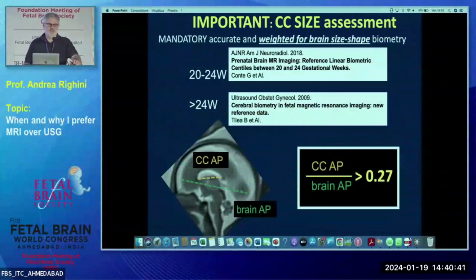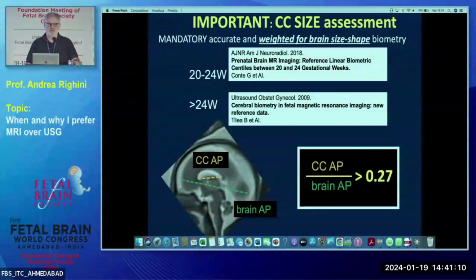You should not be a fanatic of quantitation, of course; you're wise and use common sense. But it's also important that you don't have to measure, as was said in the morning, the corpus callosum per se in its length, but its ratio with the brain size. As we saw, corpus callosum per se does not exist.